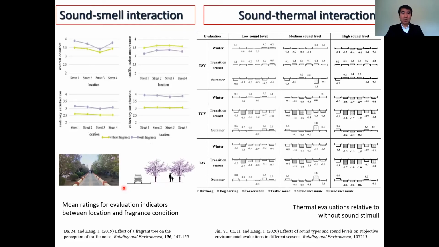And in addition to audio-video interaction, there is also interaction between sound and smell, for example. We did a simple experiment. Along a busy road, the traffic is always consistent. And we ask people's evaluation of noise annoyance when there is flower smell from trees and without, in different seasons. And this is the difference between without and with fragrance. And you can see evaluation of overall comfort, traffic noise and auditory satisfaction are all different without smells.